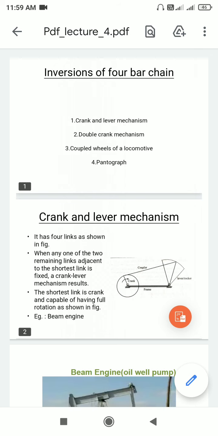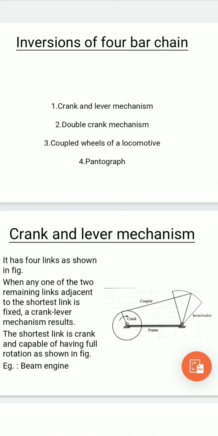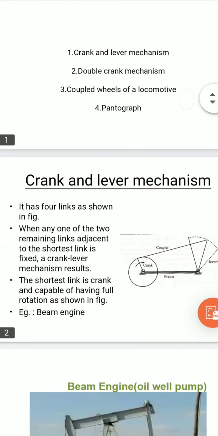In this, we are going to study the crank and lever mechanism, double crank mechanism, coupled wheel of a locomotive, and pantograph. So, what exactly is an inversion, once again? In a four-bar mechanism, if you fix any one link, it will become a mechanism. By fixing different links at different times, we are going to get different motions. That's how we are going to get the inversions.